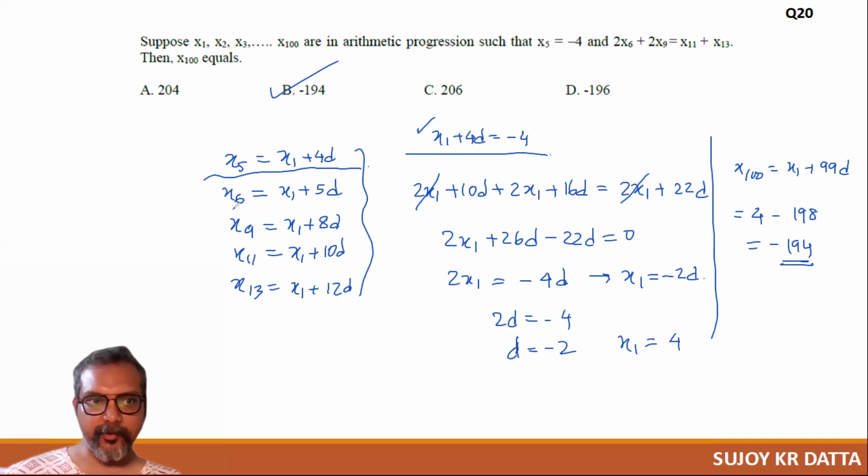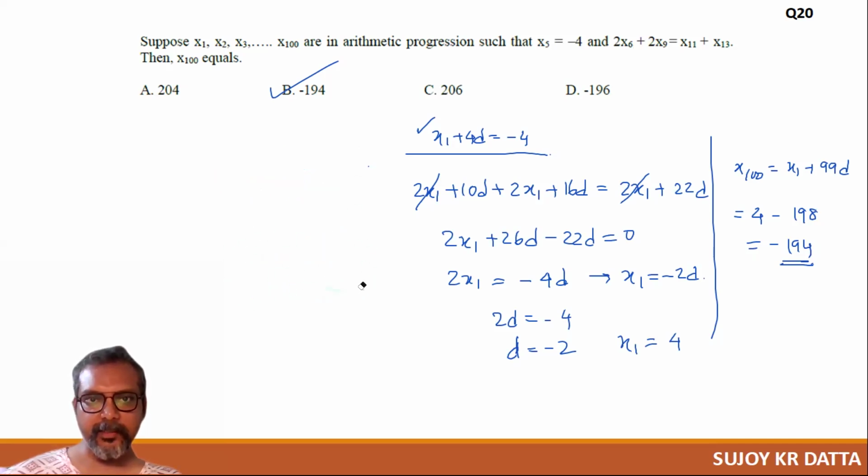As an alternative, what we can also do is, so this is one way of doing it. Then another way we can do. See, X11 plus X13 is 2 times X12, right? So we'll replace, divide by 2. X6 plus X9 is X12.